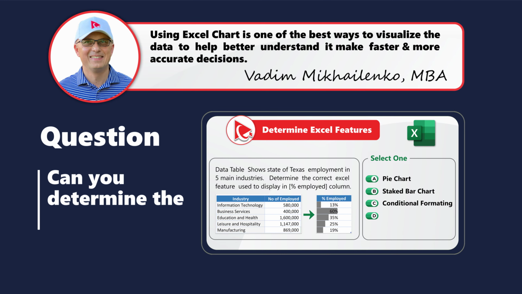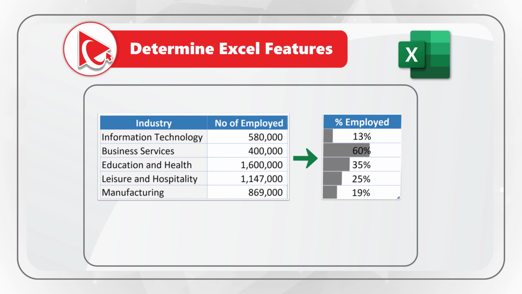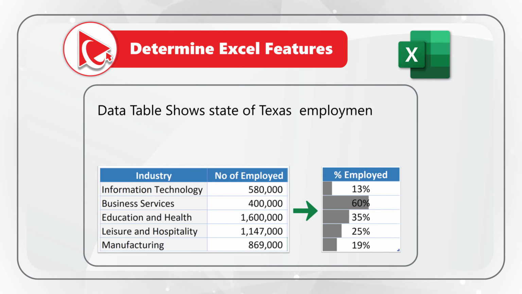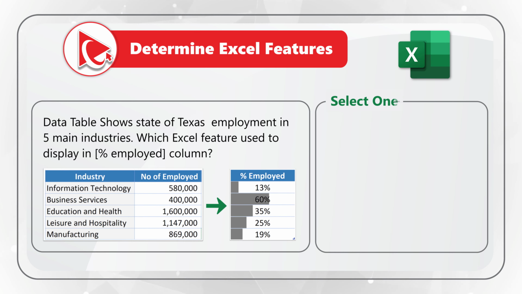Here's an amazing question to test your knowledge of Microsoft Excel features. You're presented with a set of data which shows industry and number of people employed. The data table shows Texas employment in 5 key industries, and you need to determine the correct Excel feature used to display the percentage employed column. You have 4 different choices.